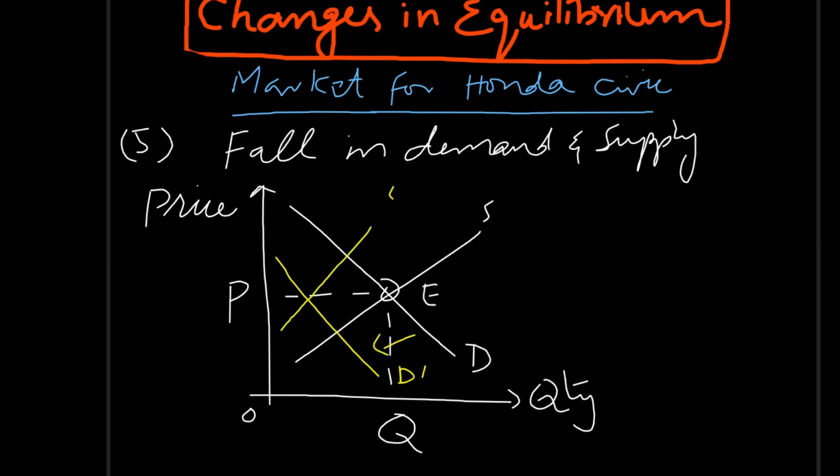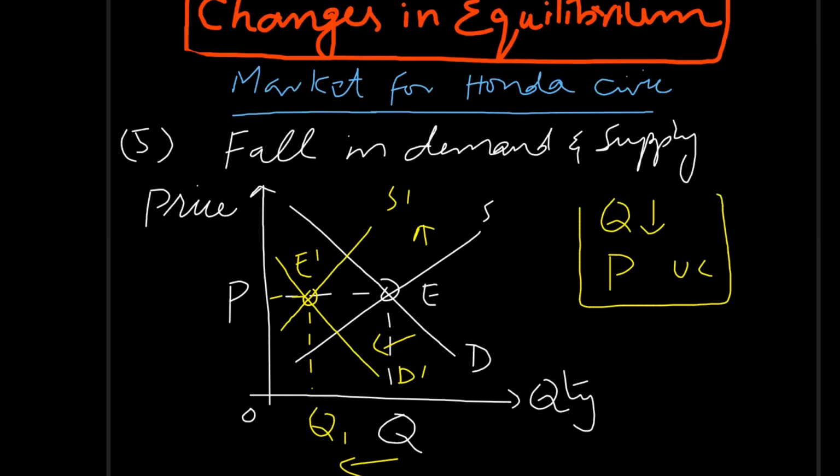And similarly, we will have to draw supply curve to the left hand side of the initial supply curve. So new supply curve will be S1. Equilibrium takes place at E1 where quantity will fall to Q1 but price is almost same. So in this situation, we can see that quantity is definitely decreasing, but price is uncertain.